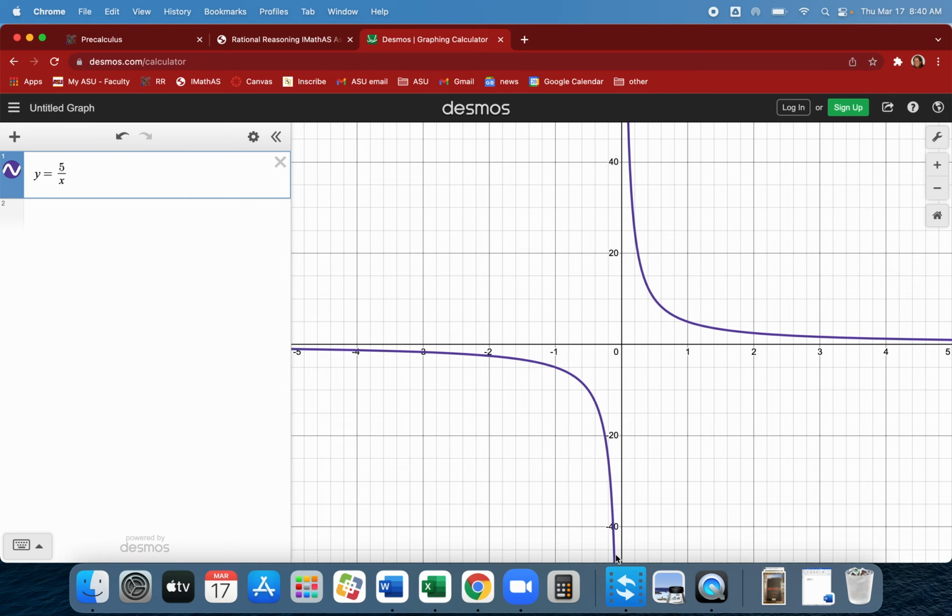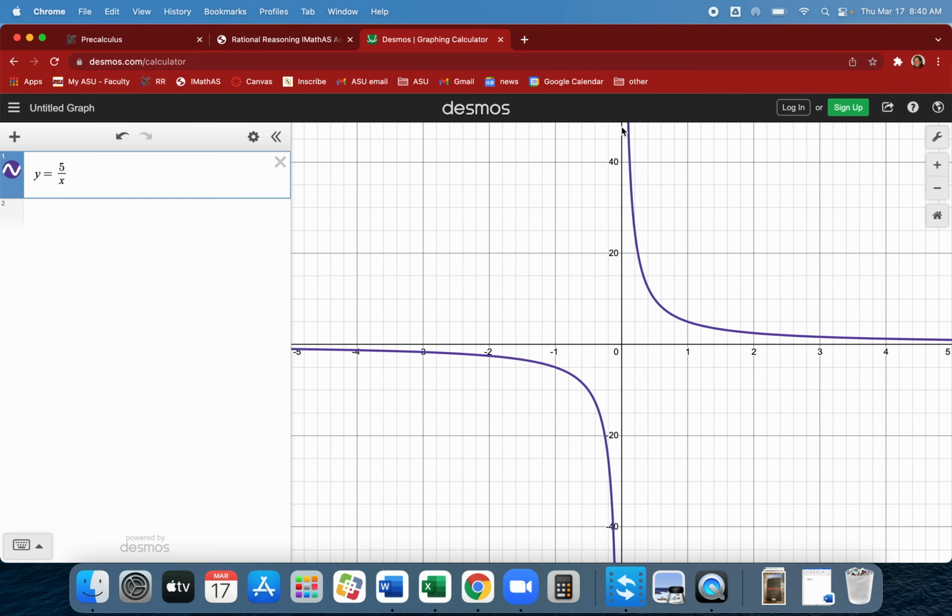And so when we have these weird splits in our graph, because we can't connect the two pieces, if you connected them, there'd have to be a point where x was 0, and x equals 0 doesn't make any sense when we've got 5 over x. So there's just two separate pieces to the graph.